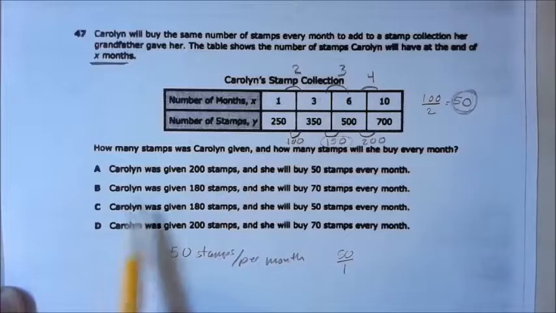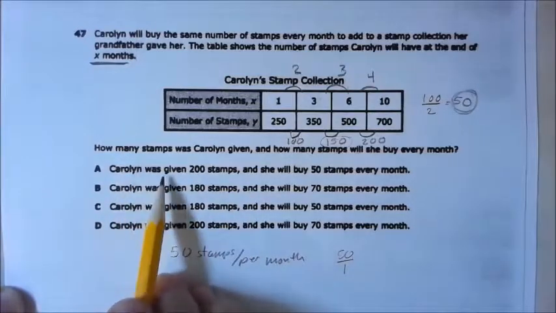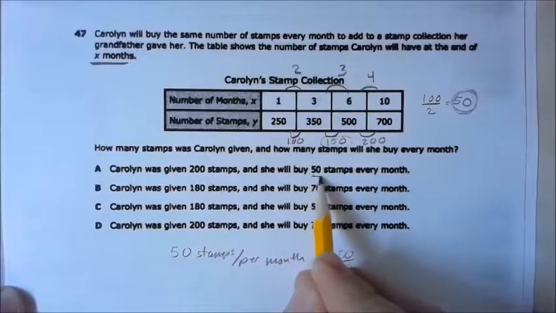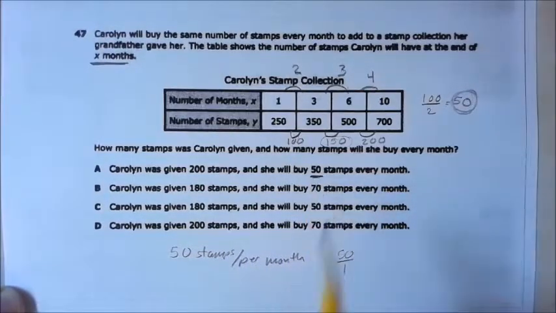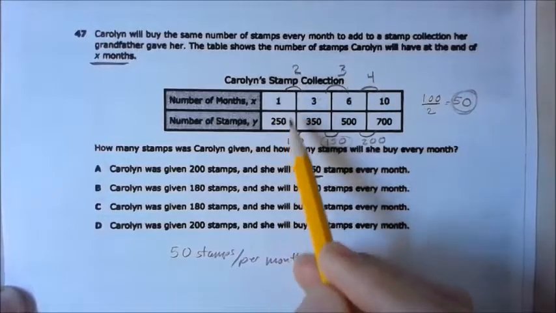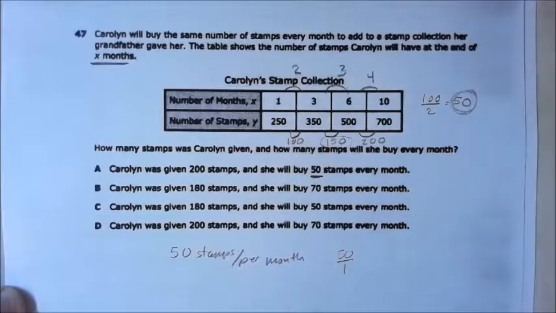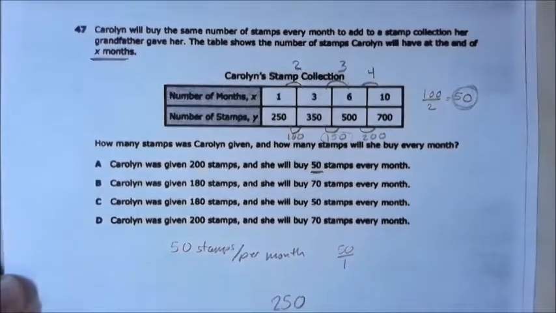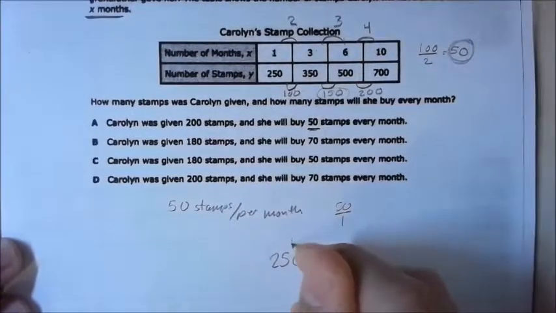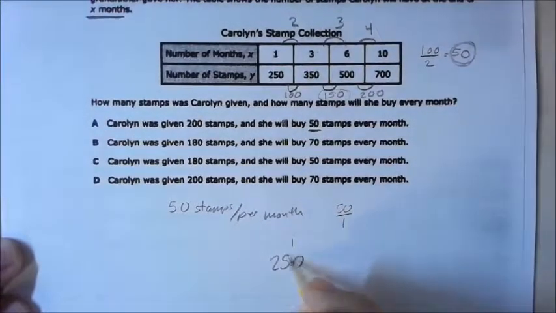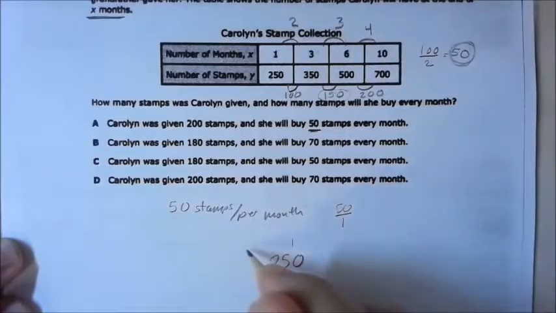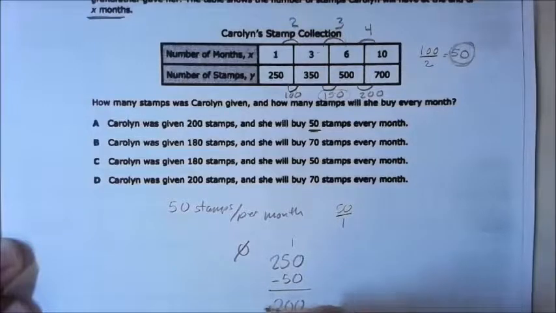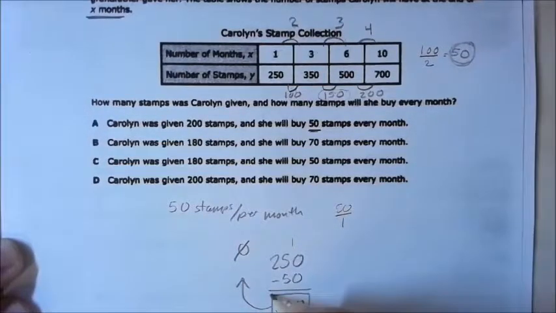Now let's look at these statements and see which one's true. Carolyn was given 200 stamps, and she will buy 50 stamps every month. Okay, well, she is going to buy 50 stamps every month, and on month 1, she had 250. So let's see if that works out. If she had 250 stamps, on month 1, that means at the end of that month, she had added 50 to it. So let's take that 50 back off so we can figure out where she was at month 0. So that's 200, which means at month 0, we started with 200 stamps.